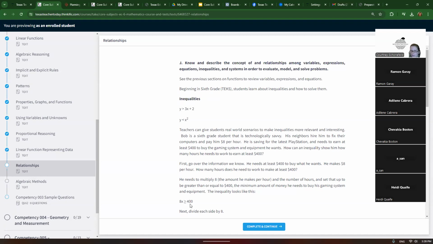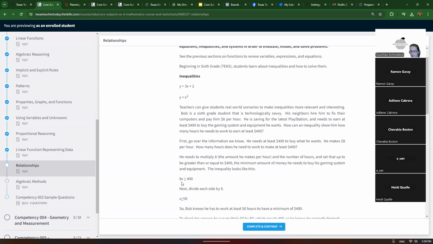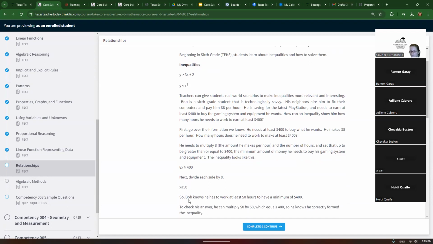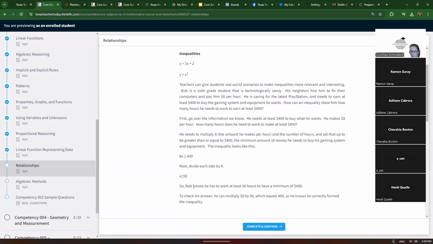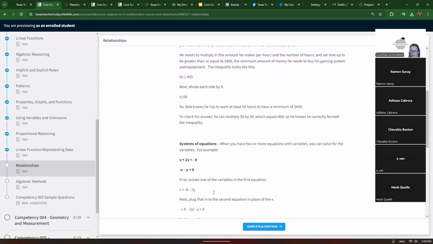8x is greater than or equal to 400, right? Because he's making $8 by an hour. We don't know how many hours he has to work to make at least $400, so it has to be greater than. Then we divide each side by 8, and 400 divided by 8 is 50. So he has to work at least 50 hours to make enough money to have that. To check his answer, he can multiply 8 by 50, which is 400, so he knows he did it correctly.